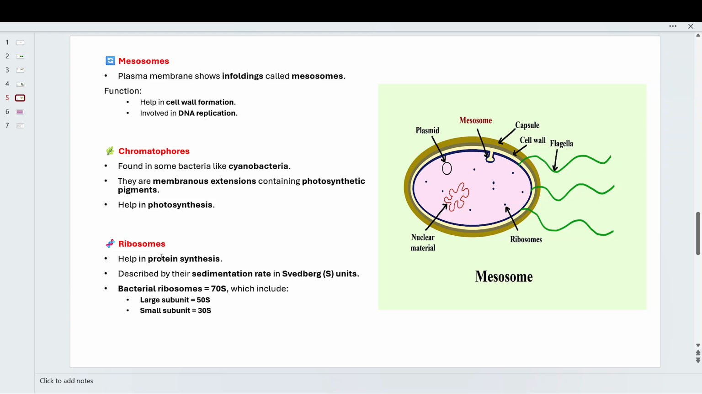Next one is ribosome. Prokaryotic cells have 70S ribosomes, which are made up of a 50S large subunit and a 30S small subunit. These are responsible for protein synthesis inside the cell. And this whole area in the cell is called cytoplasm. Cytoplasm is a semi-fluid matrix where all the cellular activities take place. It contains ribosomes, nucleoid, plasmid, and various enzymes.